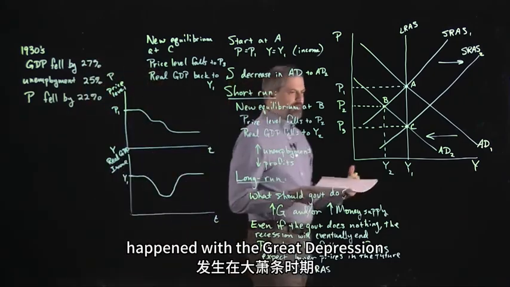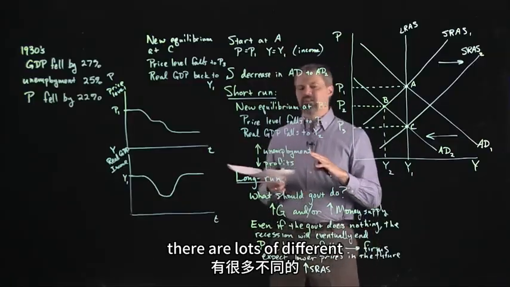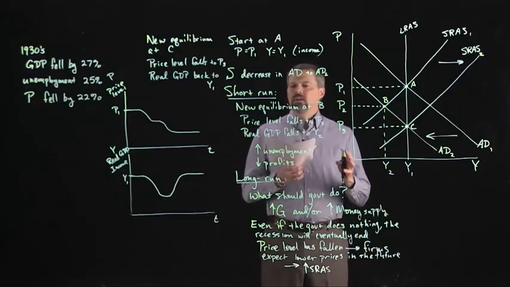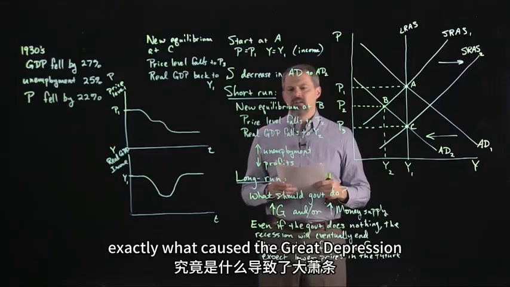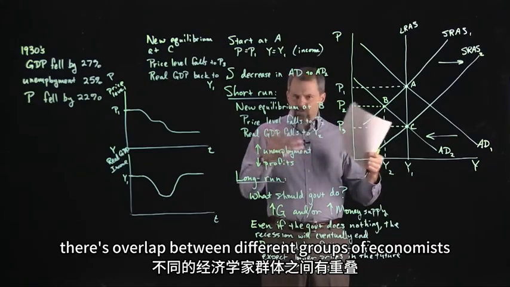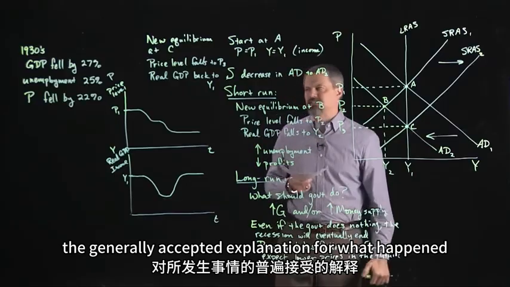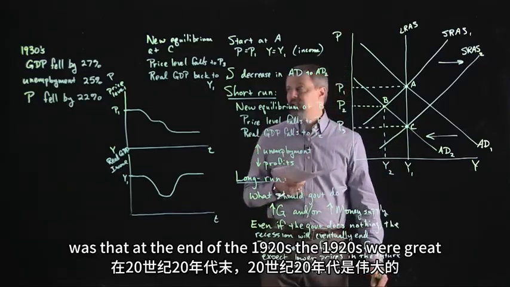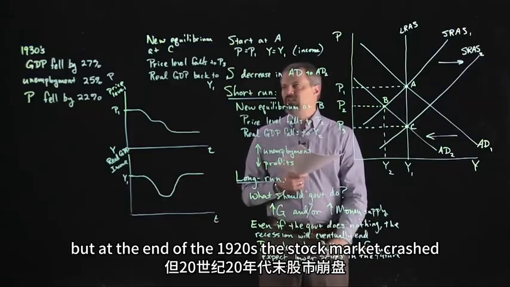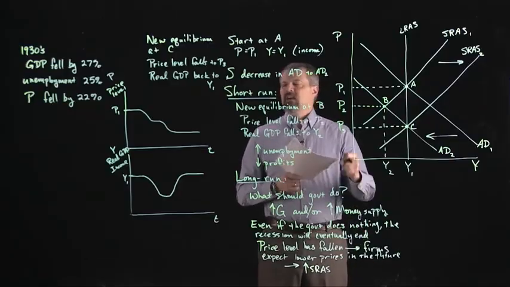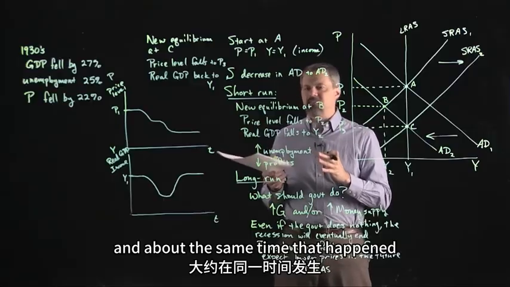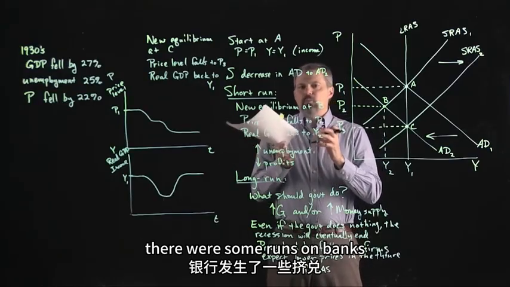And if you think about what happened with the Great Depression, there are lots of different opinions amongst different groups of economists as to exactly what caused the Great Depression, and there's overlap between different groups of economists, but the generally accepted explanation is that the end of the 1920s were great, but at the end of the 1920s, the stock market crashed. And that created this wave of pessimism. And about the same time that happened, there were some runs on banks.